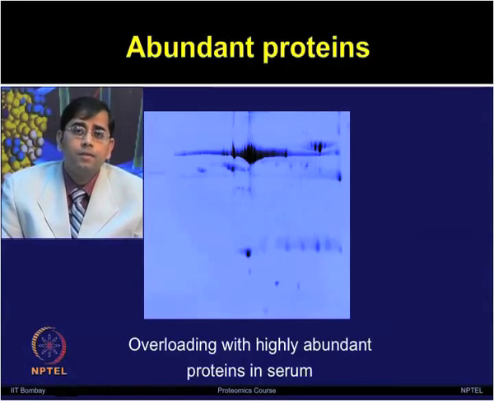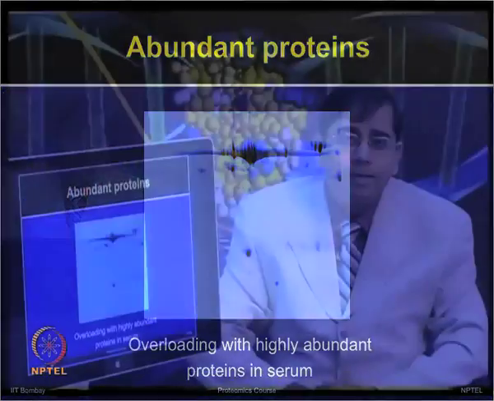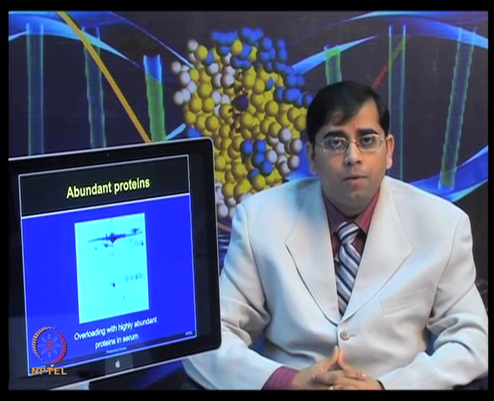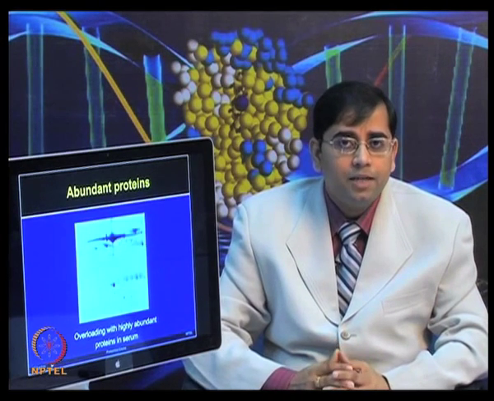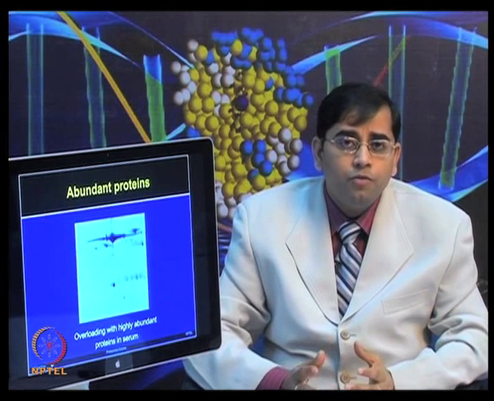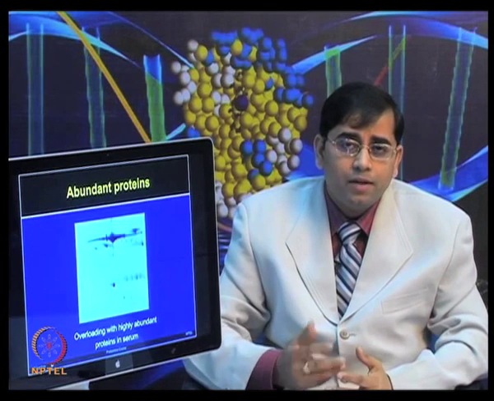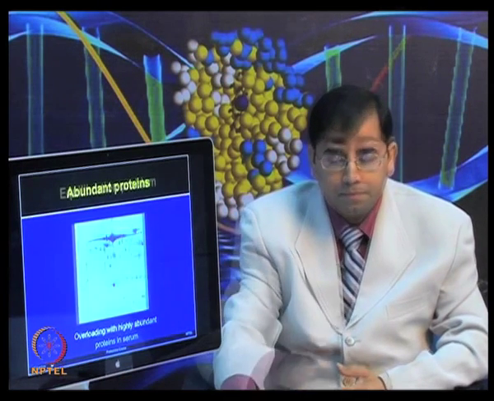In this gel, it is shown that human serum contains highly abundant proteins, which are visible in this area. Now, there are various ways one can overcome these limitations. In the previous class on protein extraction and sample preparation, we talked about how to remove the highly abundant proteins. So, please refer to that lecture and one can overcome this limitation.